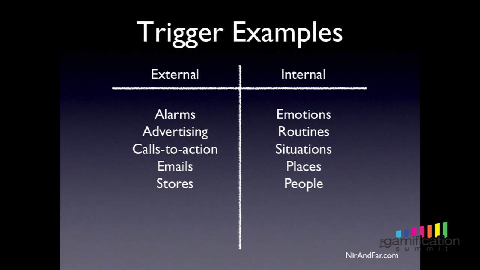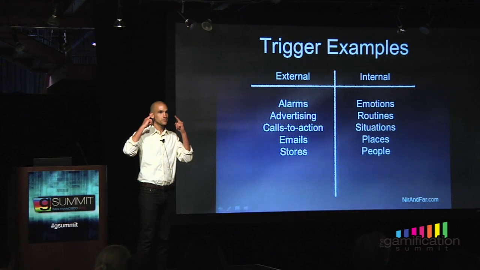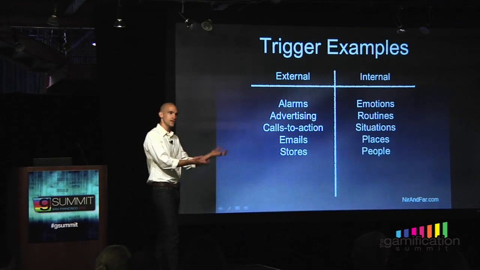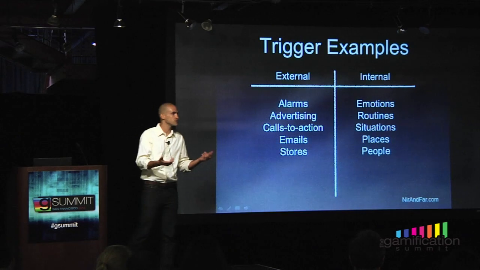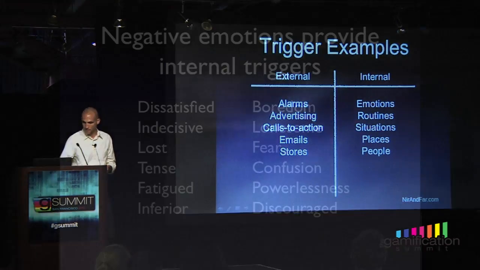Triggers fall into 2 categories: external triggers and internal triggers. So we've got alarms, as someone mentioned, calls to action, emails. Internal triggers are emotions, routines. Now, the biggest difference between an internal trigger and an external trigger is that with an internal trigger, the context of what to do next is inside the user's brain. Okay, so external triggers tell us what to do. Internal triggers, we know what to do, and the cue gets us to act next.